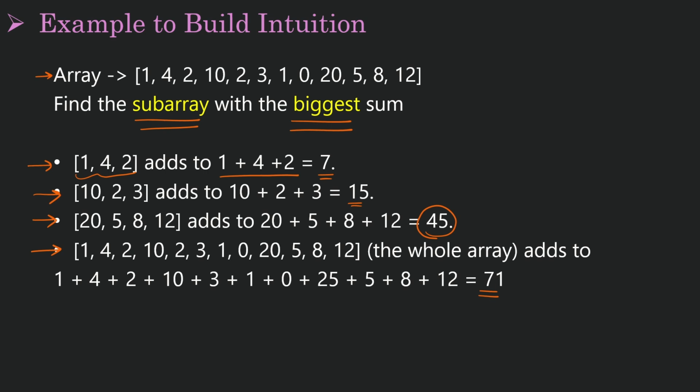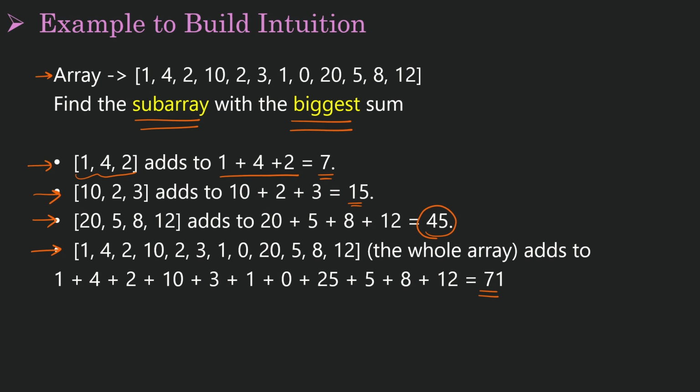Listing all possible subarrays would be overwhelming because, for 12 numbers, there are many combinations of consecutive numbers. For example, you could have 4 alone, 4 and 2, 4, 2, and 10, and so on. Checking each one by adding its numbers would take a long time, especially for larger arrays. Kadane's algorithm avoids this by making decisions as it scans the array, finding the maximum sum without testing every possibility.